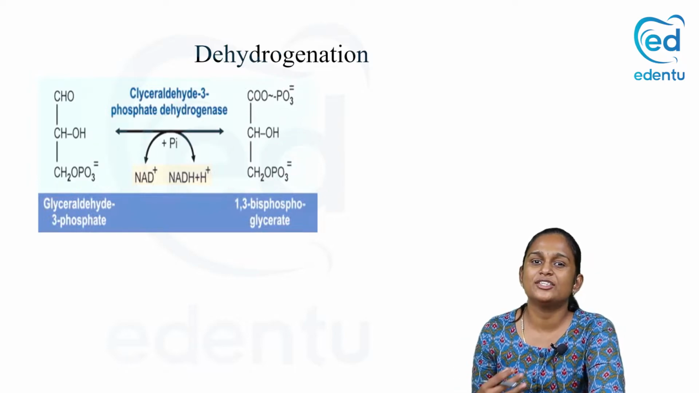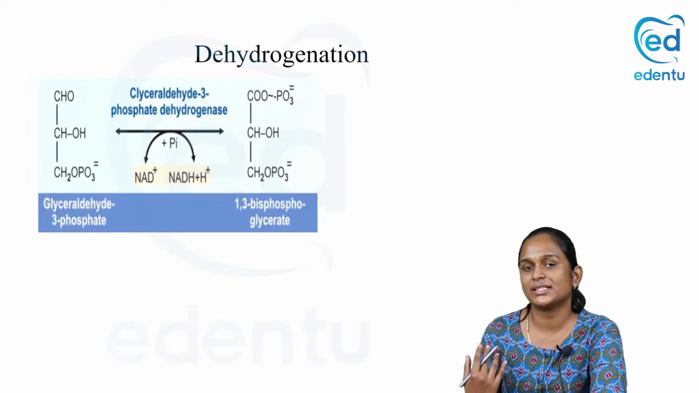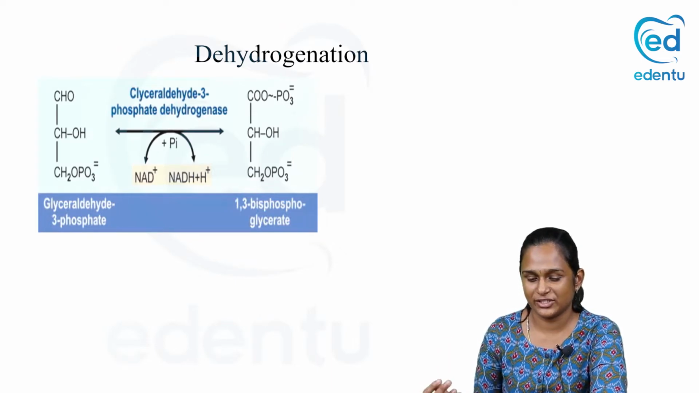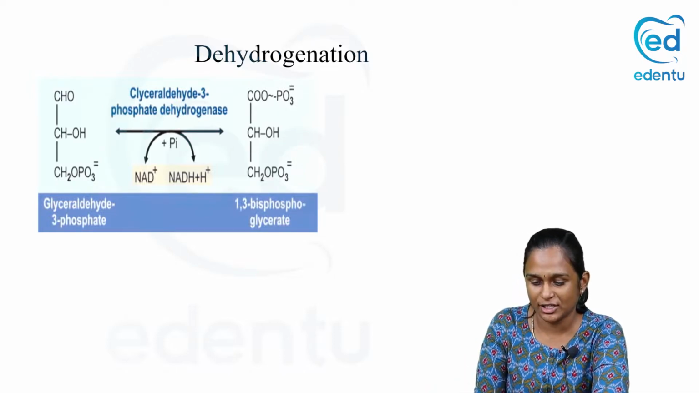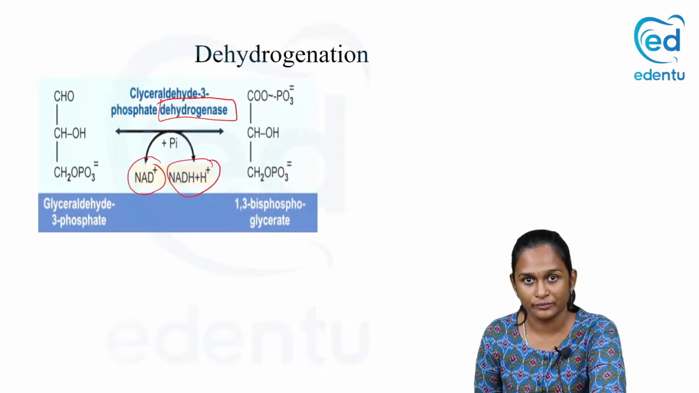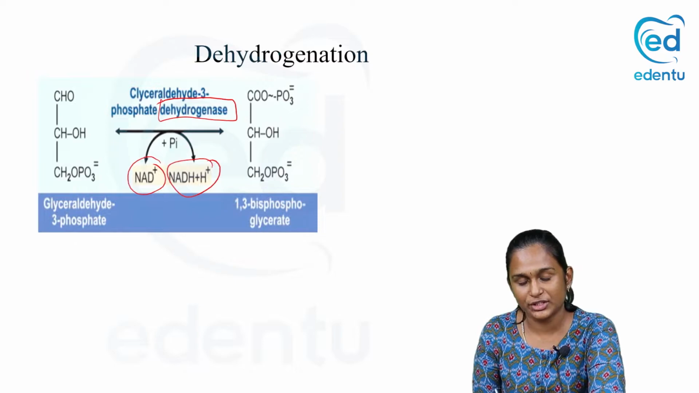Next comes the energy generation phase. From here on, we will be synthesizing NADH and ATPs, so it is called the energy generation phase. Glyceraldehyde 3-phosphate will be acted upon by the enzyme glyceraldehyde 3-phosphate dehydrogenase. In this dehydrogenation step, one NAD plus is converted to NADH plus hydrogen ion.